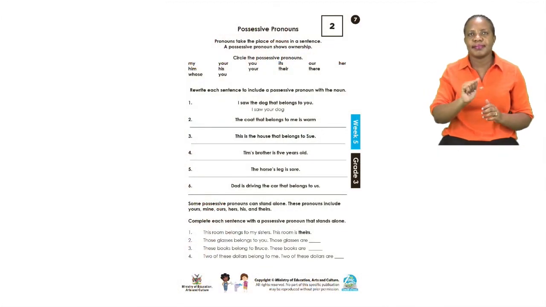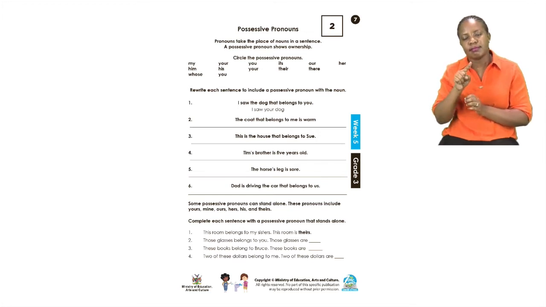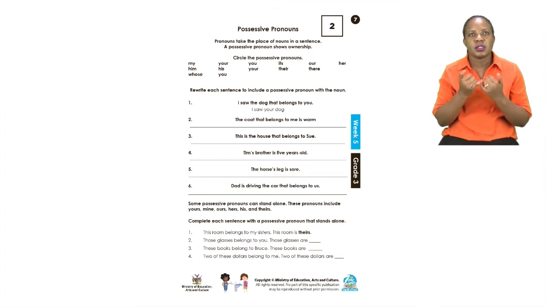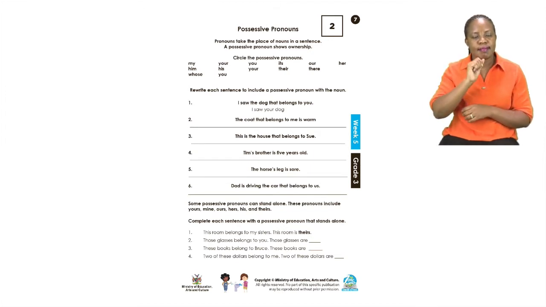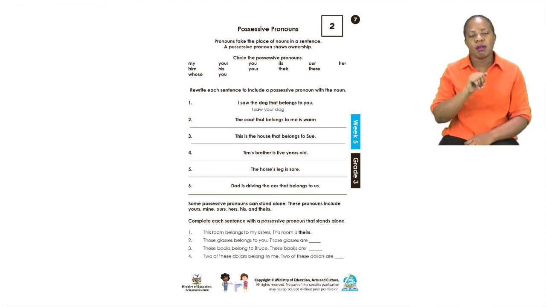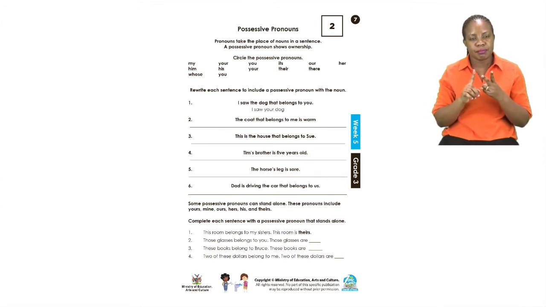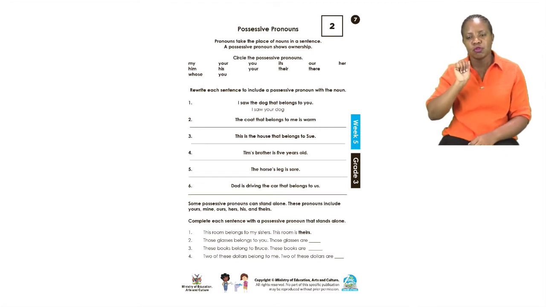So the first one is saying that we must circle the possessive pronouns. Now remember, a possessive pronoun shows ownership, what belongs to who. So you are going to do this by yourself, but I'm going to give you the first two. The first two that I would like you to circle is the word my. My shows that it belongs to the person who is speaking. My voice, the voice belonging to that person. The next one I want you to circle is the word your. Your time, meaning that the time belongs to that person. So we are going to continue and you are going to do the rest by yourself.